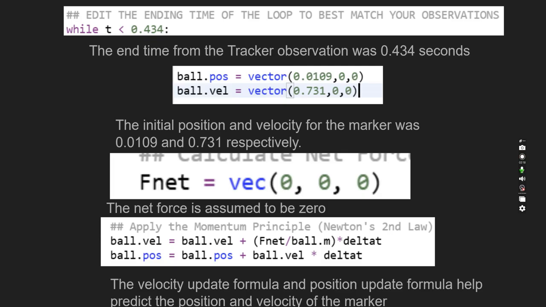The end time from the Tracker observation was 0.434 seconds. That's why the loop ended at 0.434 seconds in the code. The initial position and the velocity for the marker were 0.0109 and 0.731 respectively, and that is shown in the code to set the initial values. The net force was assumed to be 0. That's why we made the force vector 0 in every single direction. The velocity update formula and position update formula were used throughout the code to predict the position and velocity of the marker.